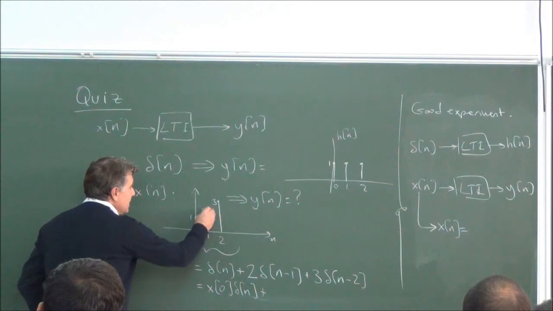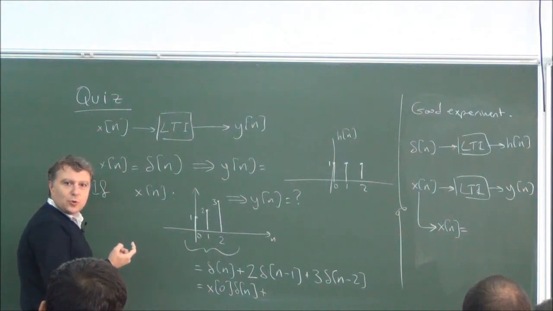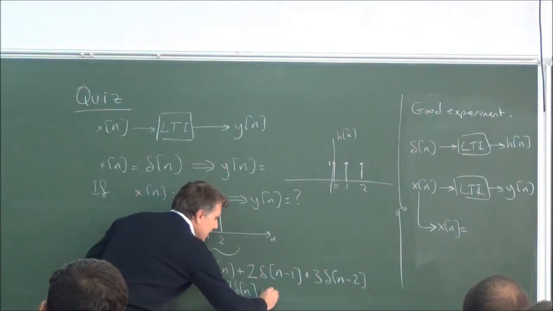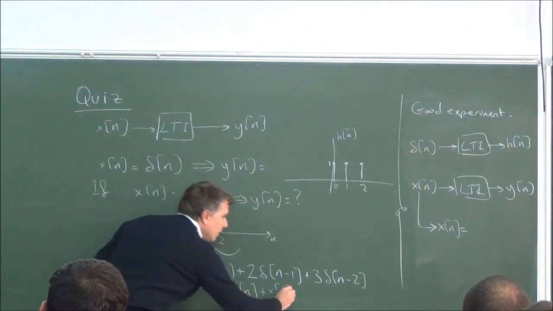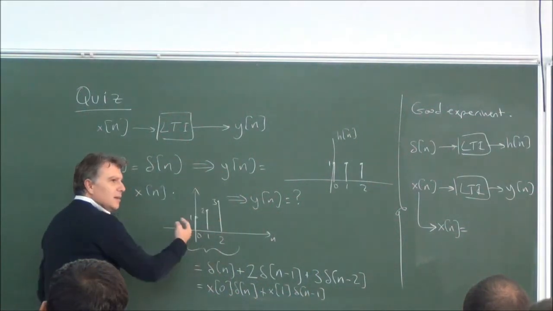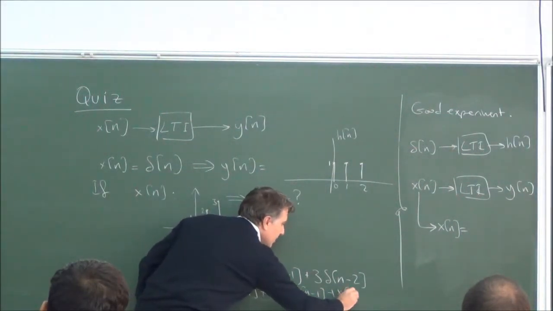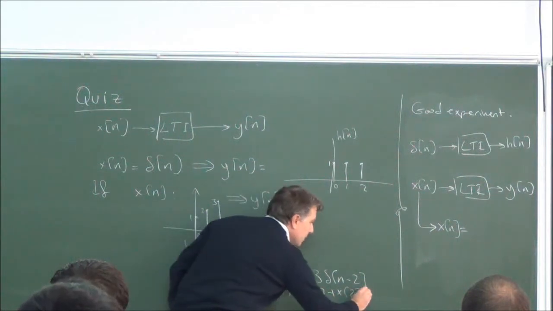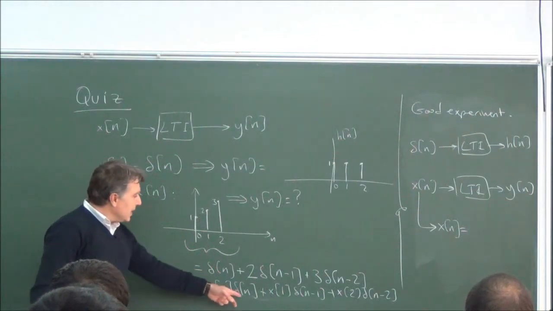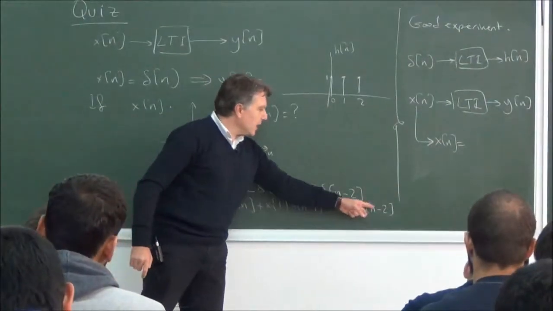Plus, what is this value, x2? It's the value of x at n equal to 2, or k equal to 2. And k equal to 1. So I'm going to write it like this: x of 1 delta n minus 1. And 3 is, coincidentally, x of 2 plus x of 2 delta n minus 2. And it goes on like this. x0 delta n minus 0 plus x1 delta n minus 1 plus x2 delta n minus 2.